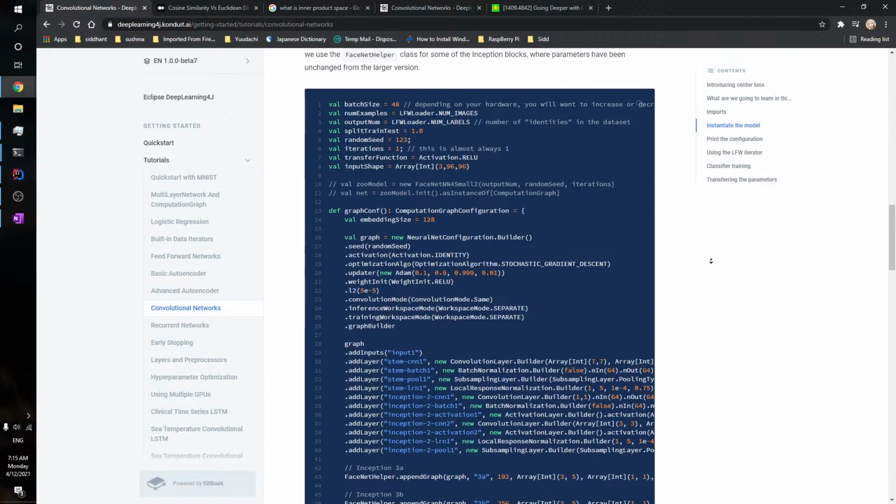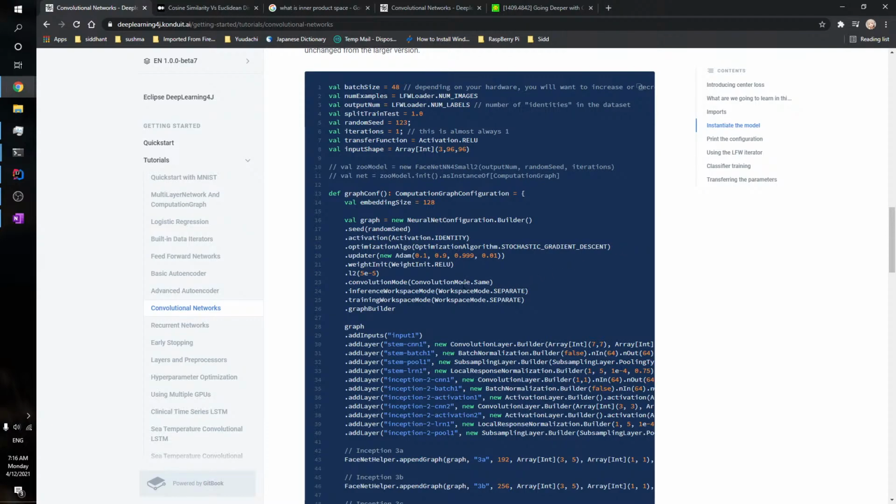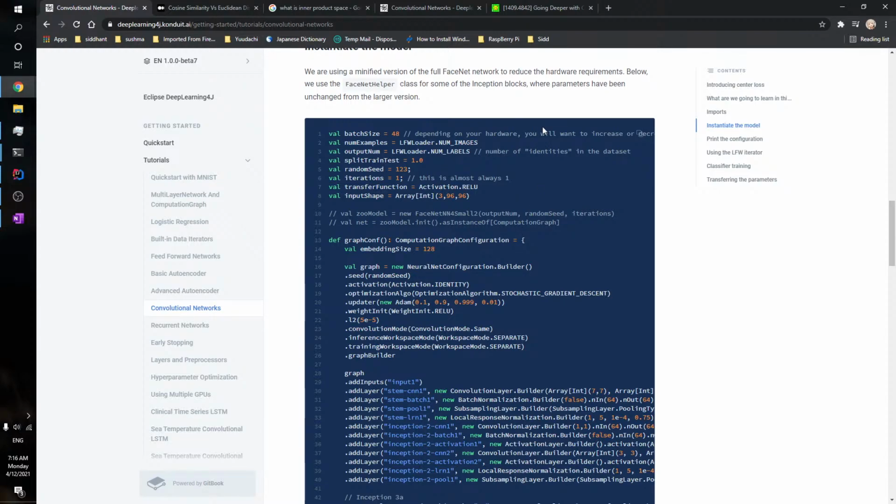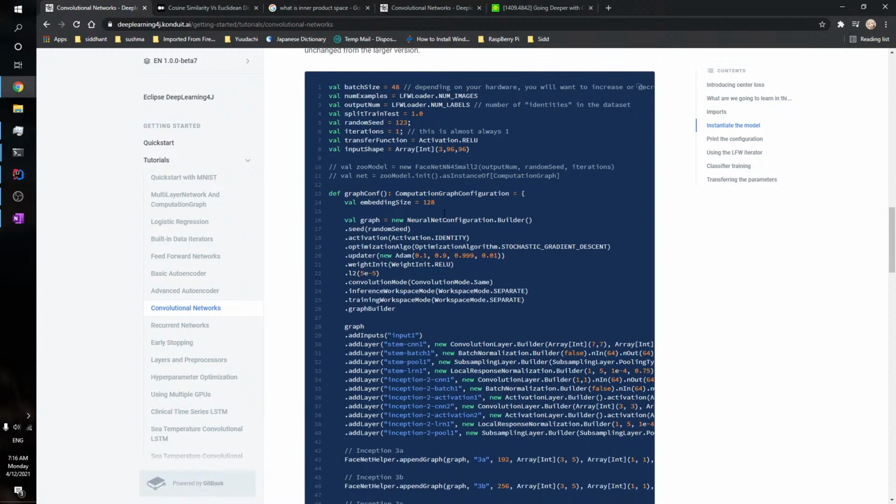Is it done in C++ or something? Or Python? Not sure. Oh, it looks like Python. Actually, never mind. What's up with the random semicolons? Doesn't matter, does it now? No, it's very clearly Java. Neural network configuration dot builder seed activation dot identity, which was actually relu, I believe.